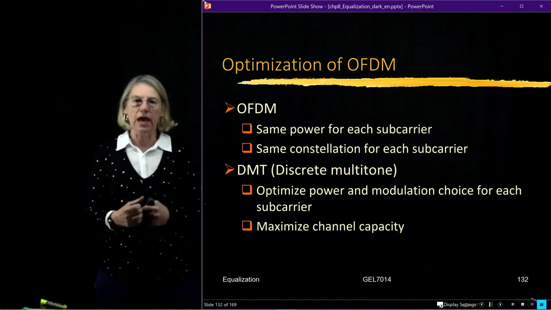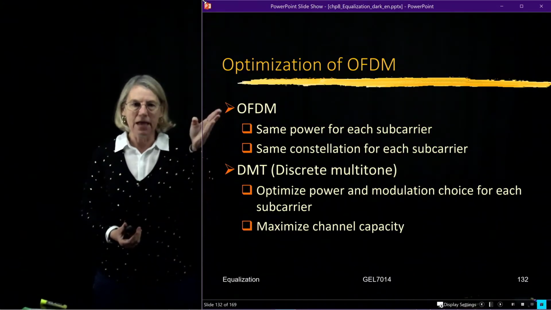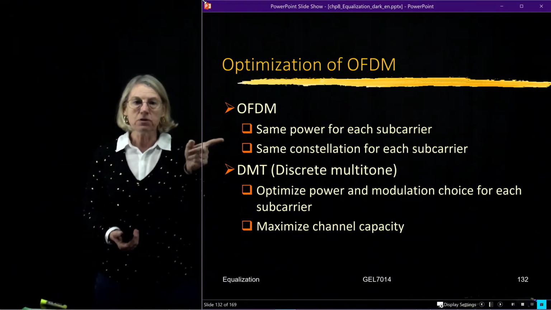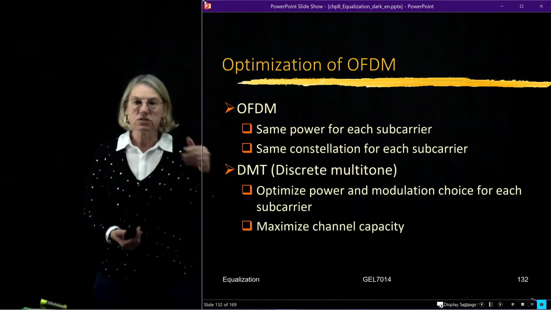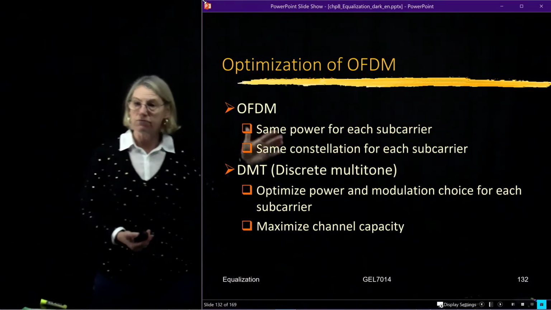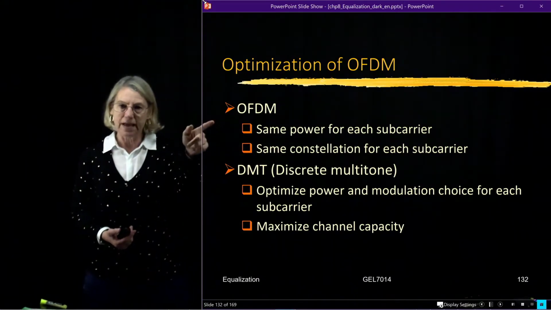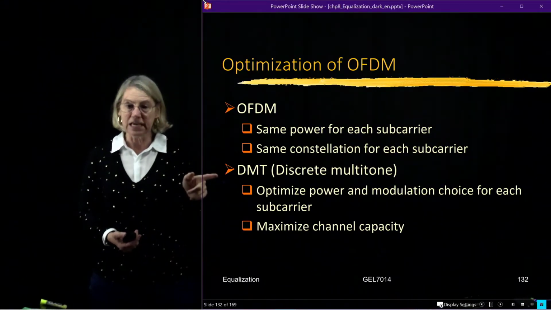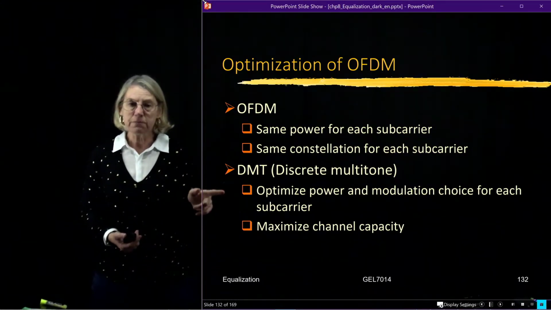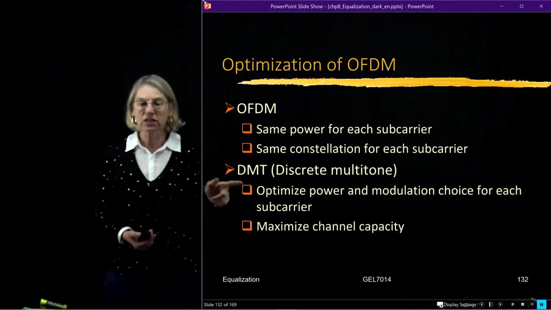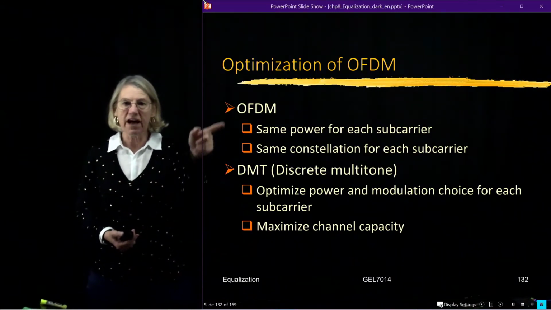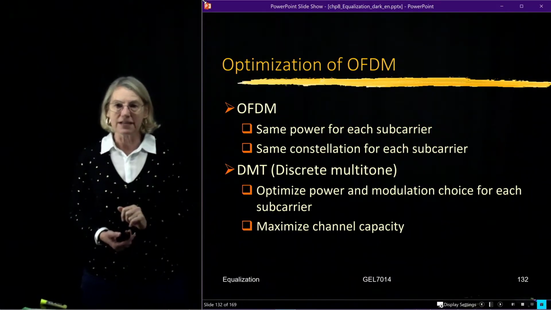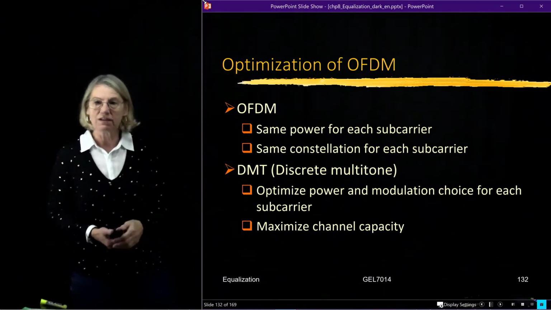So I'm going to use the vocabulary that when I talk about OFDM, I'm assuming that there is the same power allocated for each subcarrier and that I'm using the same constellation for each subcarrier. So if I'm using QPSK on one subcarrier, I'm using it for all of them. So that's what I call OFDM. Now I'm going to move on and discuss something called discrete multitone, or DMT. And in this case, we're going to optimize both the power and the modulation choice for each subcarrier. So we're going to violate these assumptions, and we're going to do this in order to maximize the channel capacity. So it's like an optimization of OFDM.